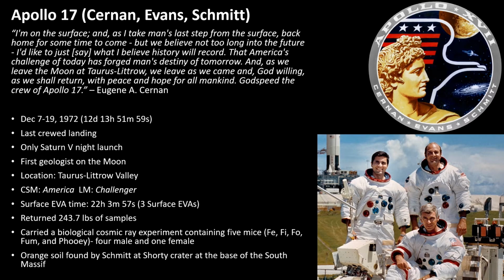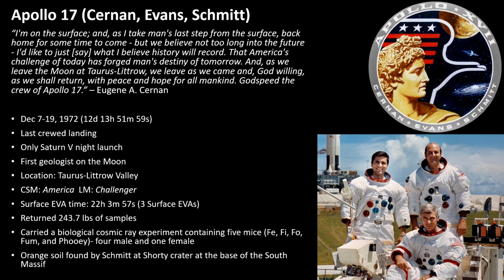Apollo 17 was the last crewed landing to the moon, and it was the only Saturn V night launch. This mission lasted from December 7th to December 19th, 1972, and consisted of crew Commander Eugene Cernan, Command Module pilot Ronald Evans, and Lunar Module pilot Harrison Schmitt. Harrison Schmitt was the first geologist to land on the moon. The mission location was the Taurus-Littrow Valley. The Command Service Module was named America, and Lunar Module Challenger.